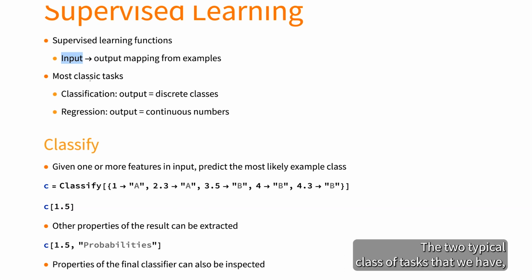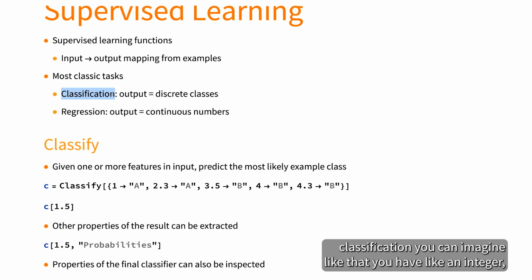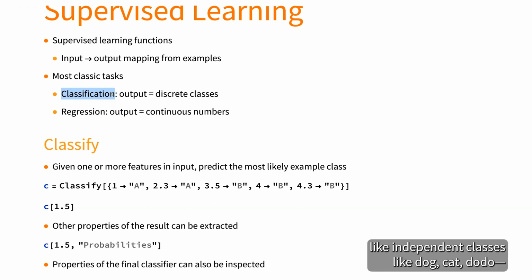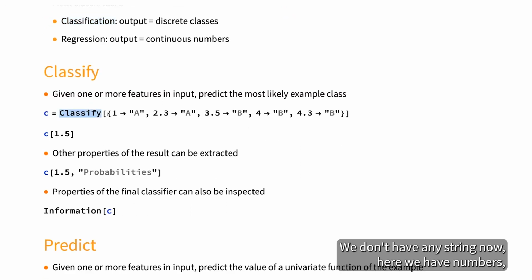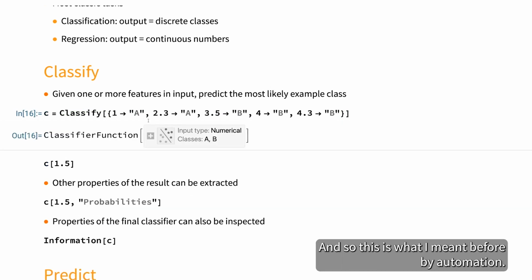The two typical classes of tasks that we have, as I said before, are classification and regression. In classification, you predict an integer value, like independent classes, like dog, cat, dodo. While in regression, you are trying to predict a continuous variable. So this is an example where we use the function classify. We don't have any string now here. We have numbers and a string, which is the corresponding class. As you can see here, I wrote it in a way that low numbers get classified as A and higher numbers as B, but this is just to create a very simple example.